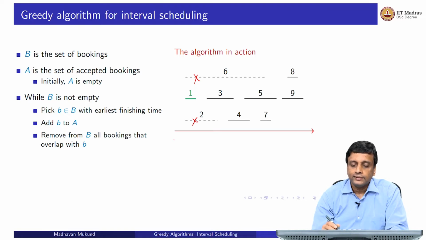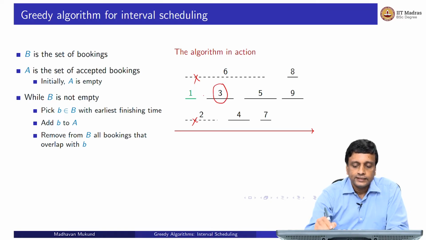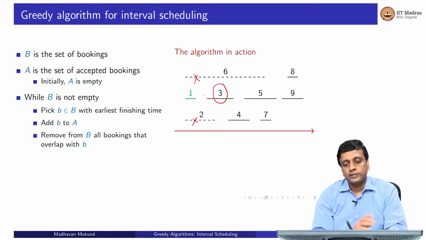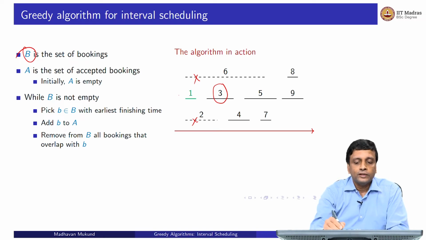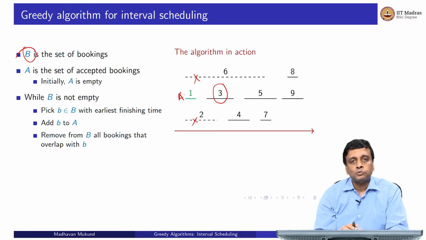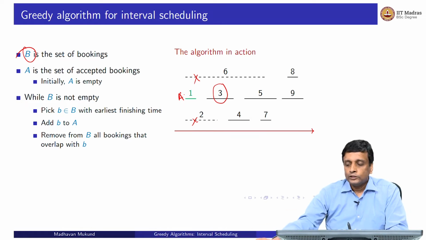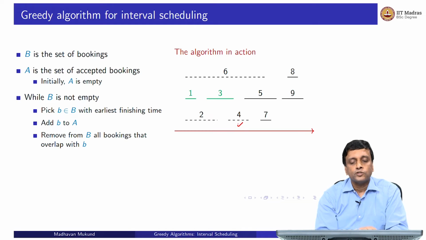Among the remaining things, it is clear that 3 is the next one which should be chosen because it has the smallest finishing time among the unprocessed. The black solid lines are those which are still in capital B. The green ones are in A, and the dashed lines are the ones which have been eliminated from B because they conflict with something in A. So I choose 3, and in the process of choosing 3, 4 gets ruled out because 4 overlaps with 3, but 5, 7, 8 and 9 are okay.